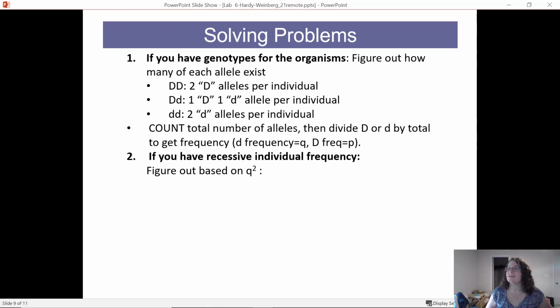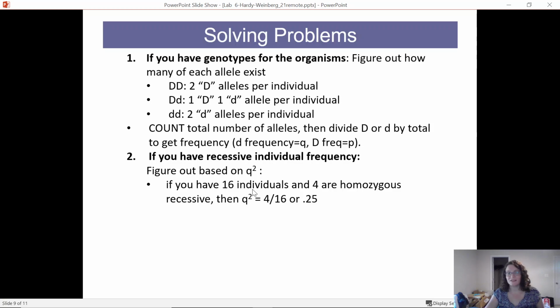So if you look at a population and you have 2,000 individuals with brown eyes and 500 with blue, you know that q squared is 500. Then you find out 500 divided by 1,500, that's the frequency. So if you have 16 individuals, 4 are homozygous recessive, then q squared equals 4 out of 16, or 0.25. To get q, you take the square root of q squared, which is 0.5.